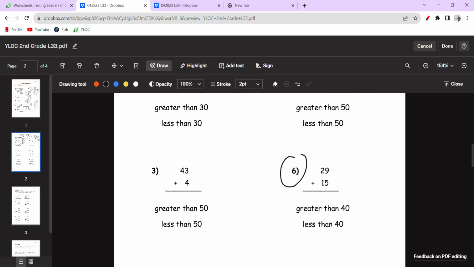Let's look at number 6. 29 plus 15, okay? So this one, we will also estimate each number and add them at the end. So 29 rounded up would be 30, right? Because 9 is greater than 5, so you would add a 10 to the other place. And then 15 will be rounded up to 20, right? Because 5 or more, which would be 20. So then if you add these up, it would be 0, and then 3 plus 2, 5. And 50 is obviously greater than 40, so your final answer would be greater than 40.